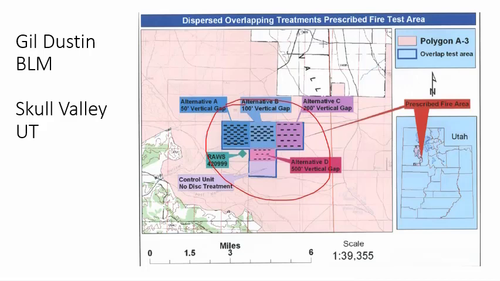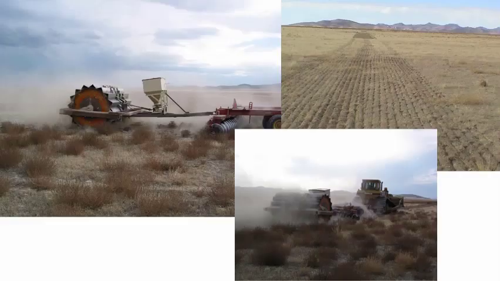Okay, he called them vertical gaps, but it's the separation between the rows, with some very narrow, 50 feet, and all the way up to 500 feet. So it's kind of hard to visualize this. So these are all pictures from Dustin's work.